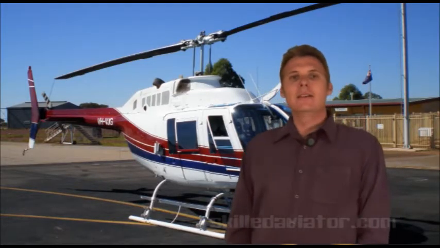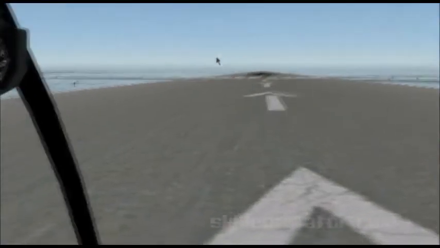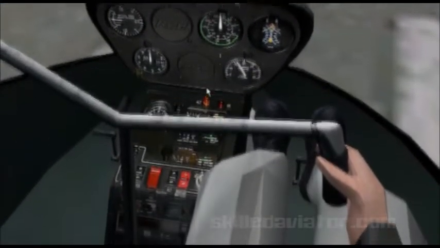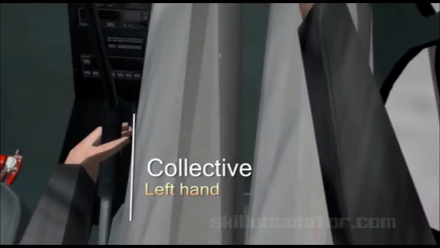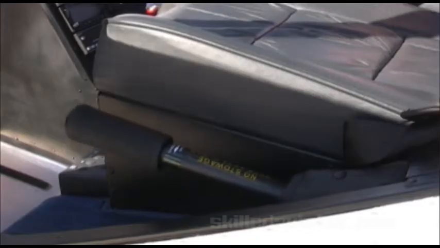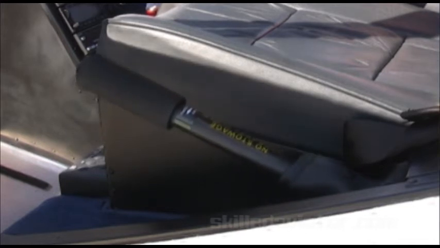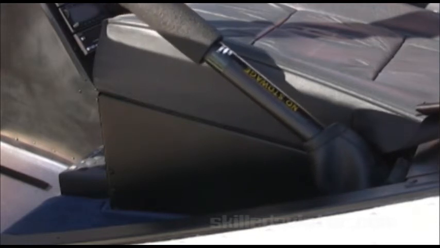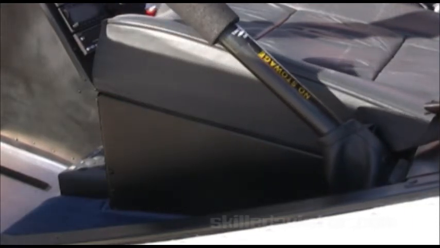Okay, the collective. Now the collective pitch control, or just collective, is located on the left side of the pilot's seat. It raises the entire swash plate assembly as a unit. Now this changes the pitch angle of all the main rotor blades by the same amount to increase or reduce the amount of lift. So let's take a look at the helicopter on the ground.